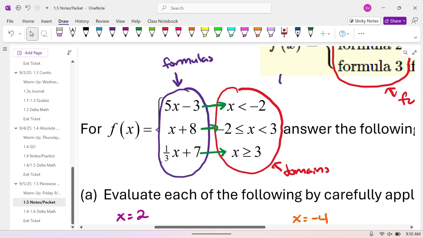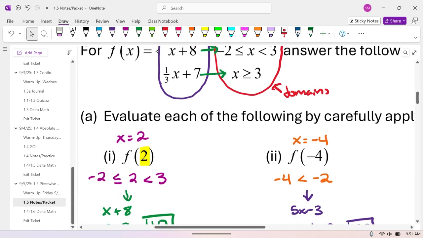All right. So, first off, let's talk about this. If we plug in 0 into our domains, which function do we end up plugging in 0 for? The second one, so x plus 8, because negative 2 is less than or equal to 0, which is less than 3. That's a true statement. So if we plug in 0 in for x, and x plus 8, what's my answer? 8. That's exactly what I got.